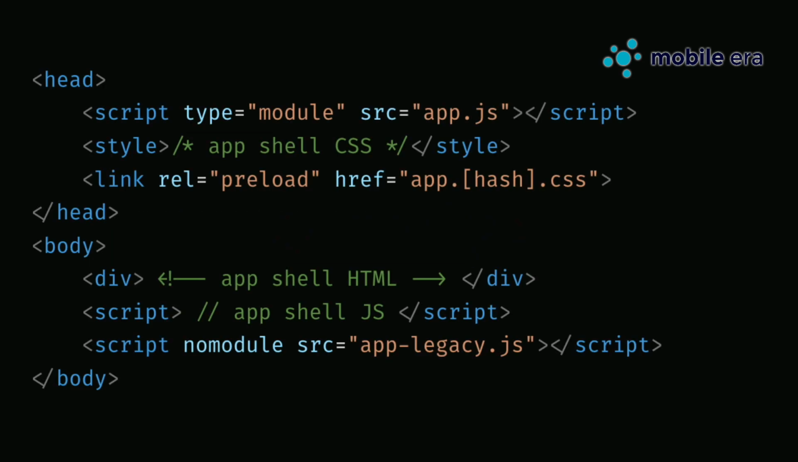So as a recap, this is everything we've done. I've omitted a lot of details, so this is not technically correct. But you see we have the script type module, the app shell CSS, etc.